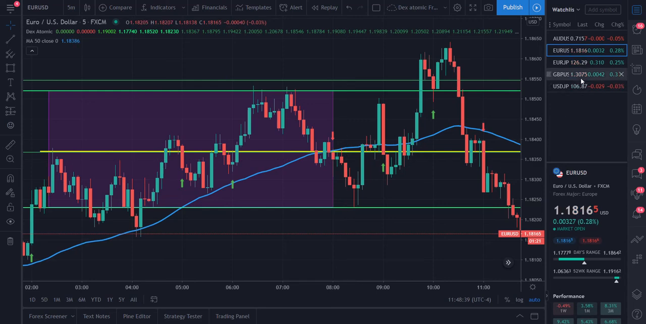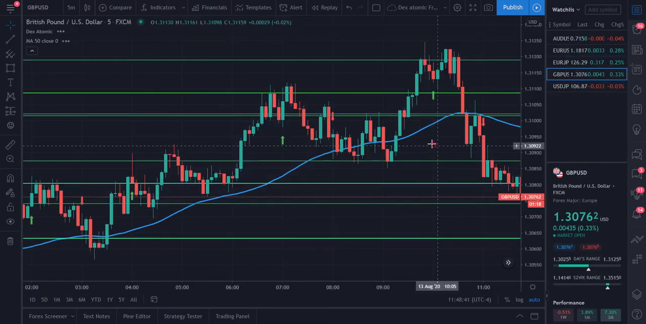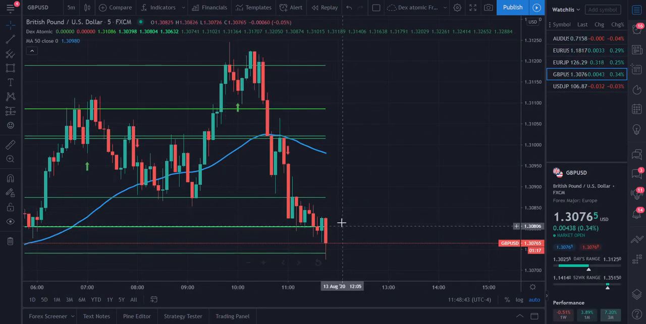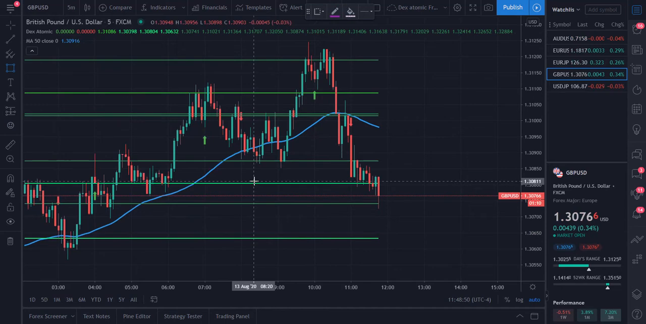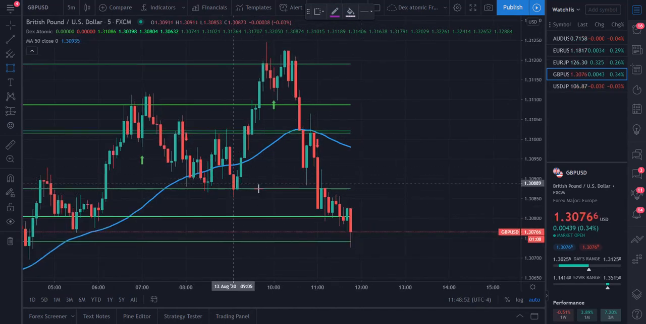Let's look at one more example. We'll just pick one randomly. Here's the Great Britain Pound USD. Now this one has many more zones in it, okay? And you can overlap zones, but what I'd like to do is find the biggest ones available, where my time frames are, where my areas are.